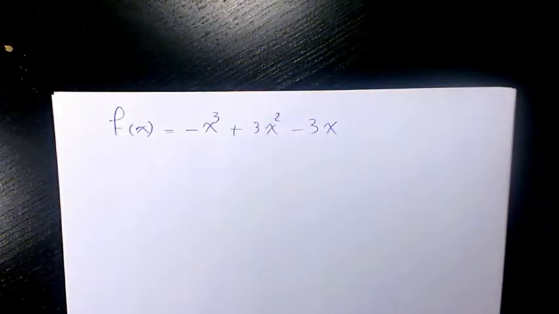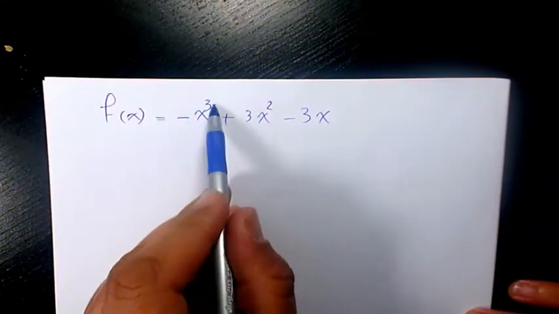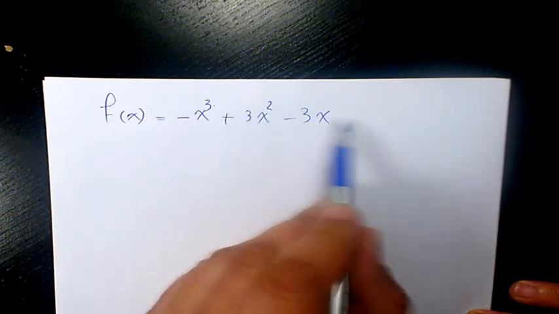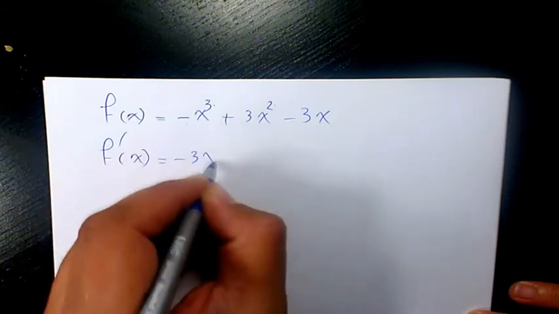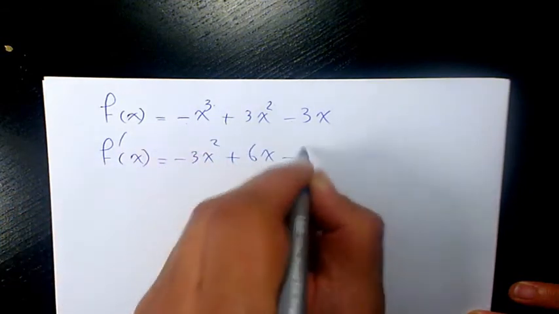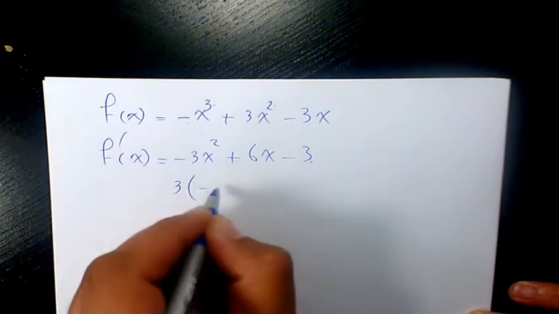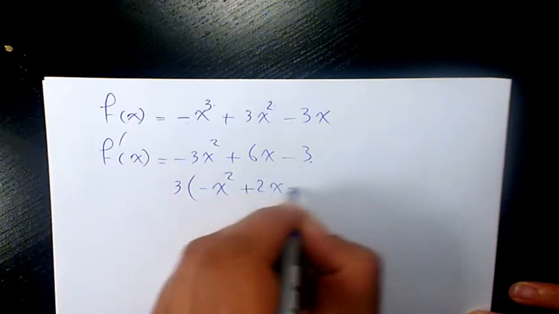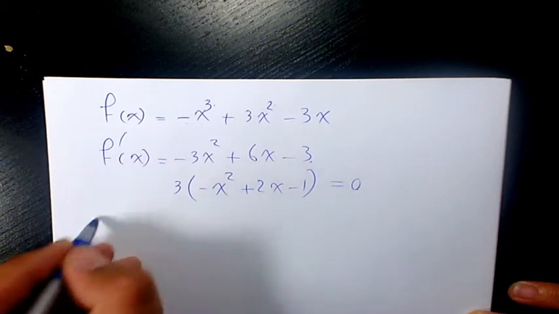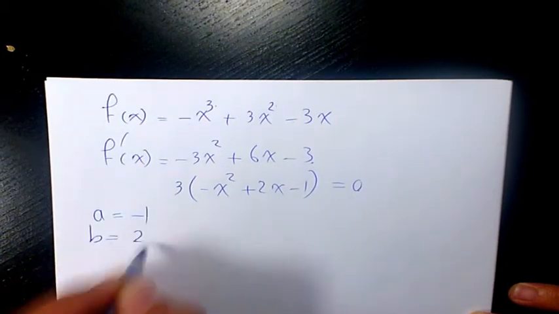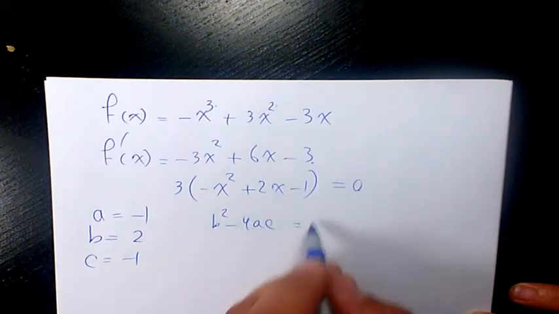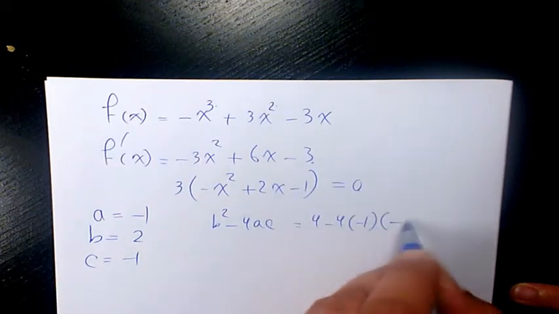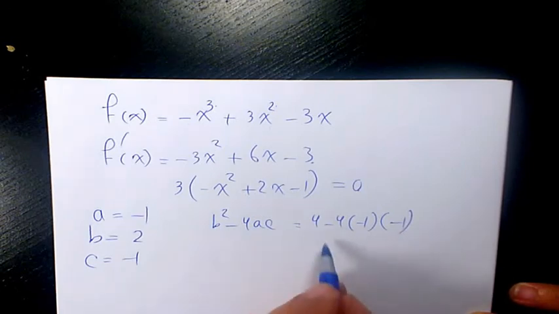Another example is f of x equals negative x cubed plus 3x squared minus 3x. So the derivative will be negative 3x squared plus 6x minus 3. We factor out 3, and it's going to be negative x squared plus 2x minus 1 equals 0. A is negative 1, b is 2, c is negative 1. b squared minus 4ac is 4 minus 4 times negative 1 times negative 1, which is 4 minus 4 equals 0.